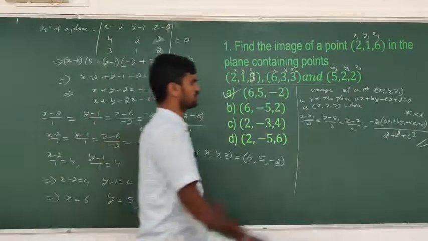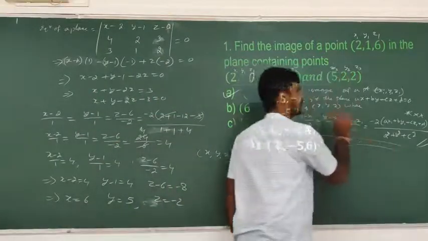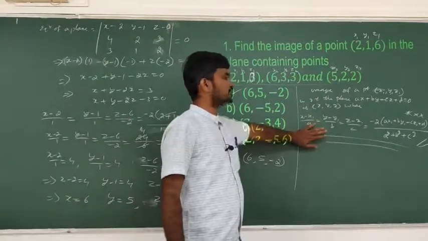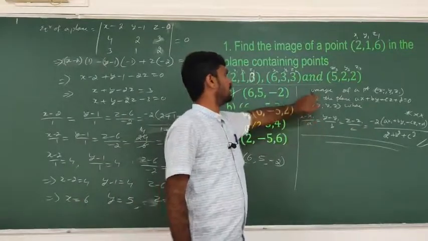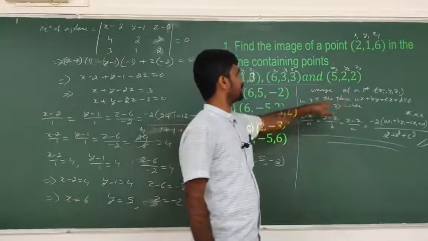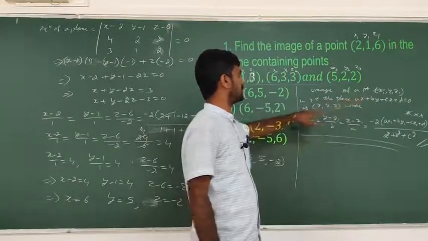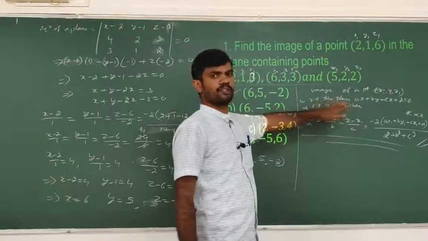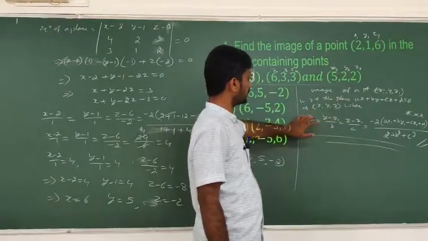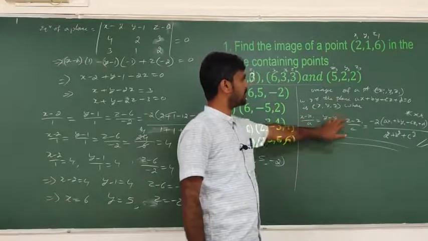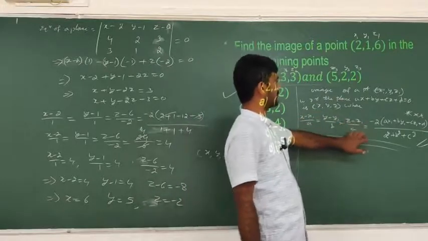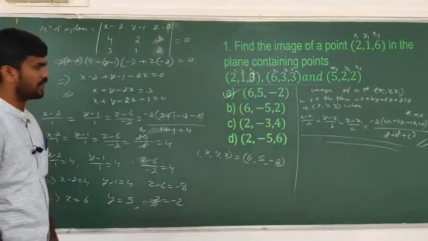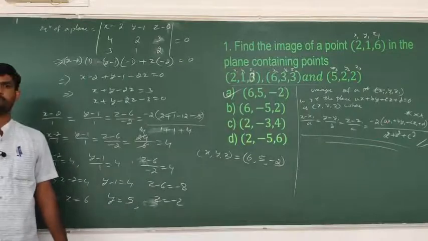So this formula is a very important formula. Most of the problems ask about the image, so this image formula is important, that is the image of a point x1 y1 z1 with respect to the plane ax plus by plus cz plus d is equal to 0 is x comma y comma z, where this x comma y comma z can be calculated by using the formula x minus x1 by a is equal to y minus y1 by b is equal to z minus z1 by c is equal to minus 2 into ax1 plus by1 plus cz1 plus d, the whole divided by a square plus b square plus c square.